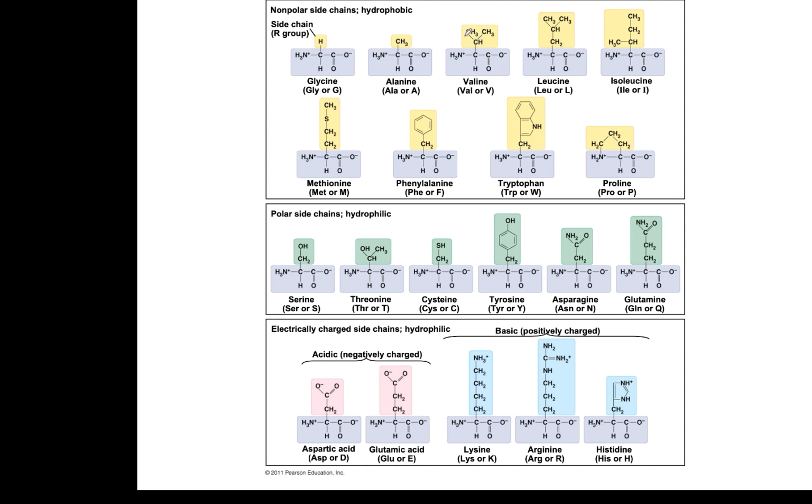Valine has this chemical composition. These yellow boxes represent the R group. The top panel shows non-polar side chain, hydrophobic amino acids. According to the property of the R group, these amino acids dislike water. Some of the 20 kinds of amino acids show hydrophobic property.